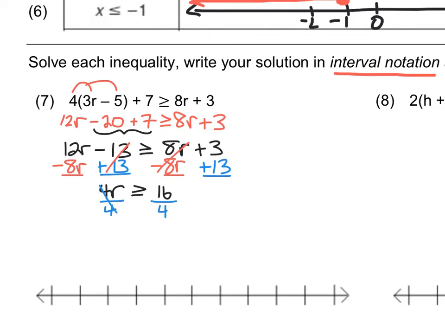Relatively clean, not too bad. Sometimes fractions work their way in, so just be on guard for that. This is not one of those times. In terms of a solution, it looks like a lot, but when you think about the actual skills involved, it's not that bad, because it didn't involve fractions in the equation and then a fractional answer, which is a little bit jazzier.